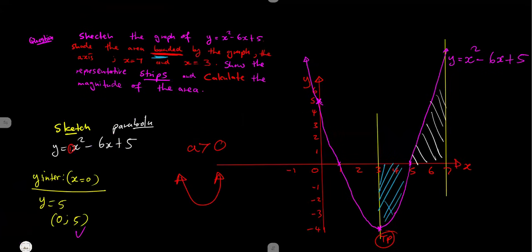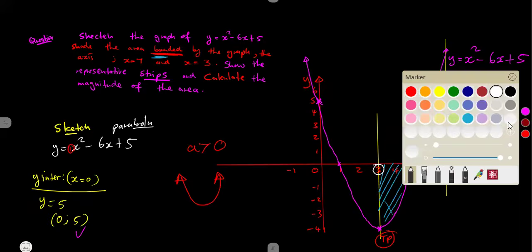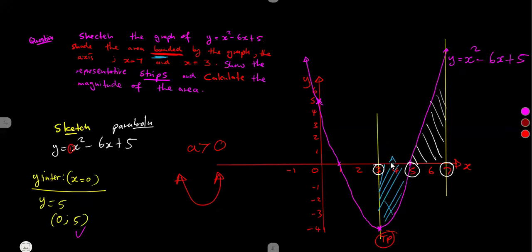The limits are for what? For x. As you can see, these are the limits from 3 to what? To 5. Then from 5 to 7. So this one has its own limits. The strip is for x. Yes, this one also, the strip is for x, but from 3 to what? From 3 to 5. And this one from 5 to 7.